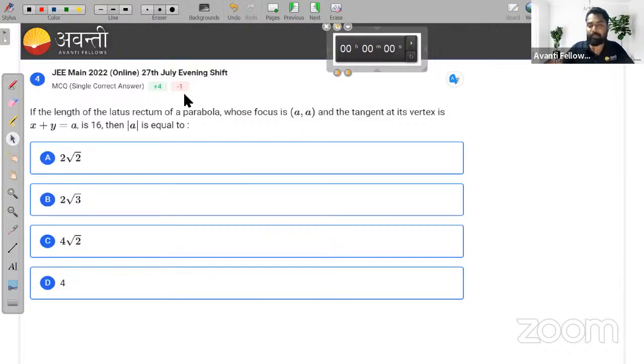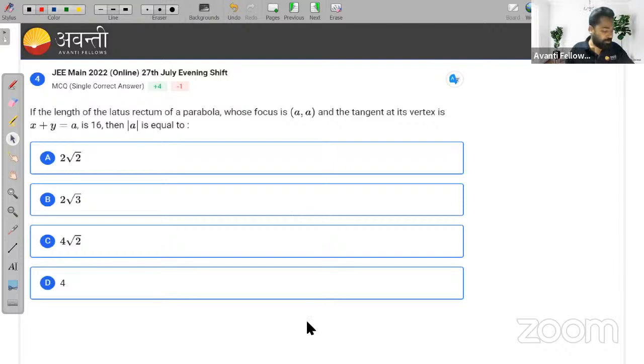Yes. Anyone got the answer of this question? Can you please respond to the poll? Option C is the correct one. Option C. Very good. Let's see what the solution is.